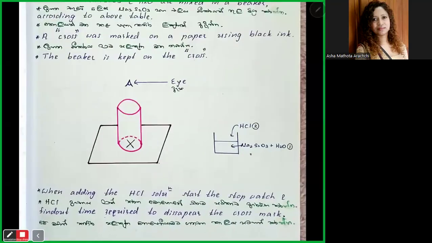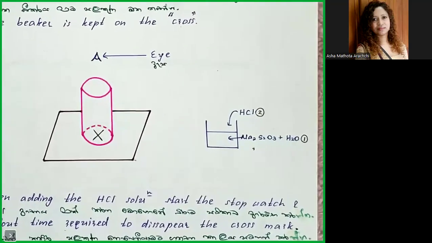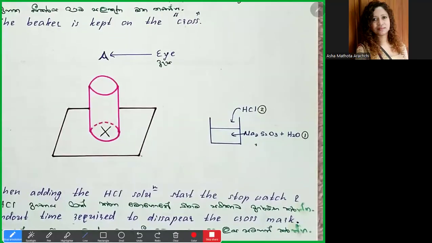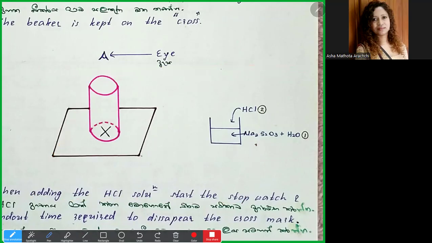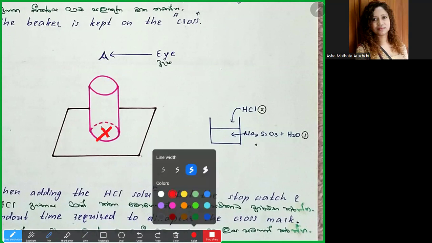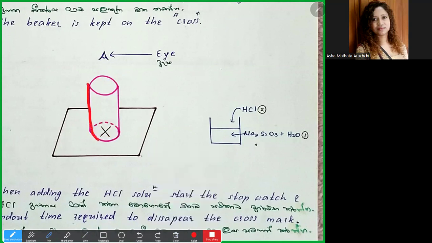Okay, so we have HCl and thiosulfate. Have you guys done this at school? We take an A4 paper. On that, we draw a black cross in a pale color. Why a pale color? Because we want to see the sulfur deposit soon. Otherwise, it takes a lot of time. Then we place our beaker on that.